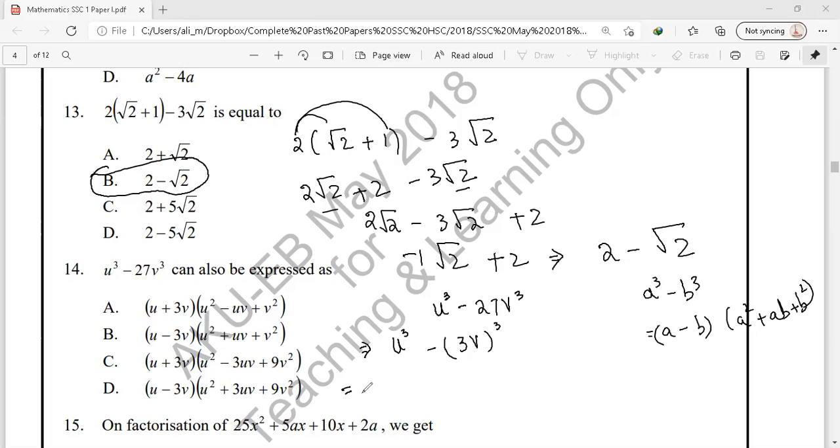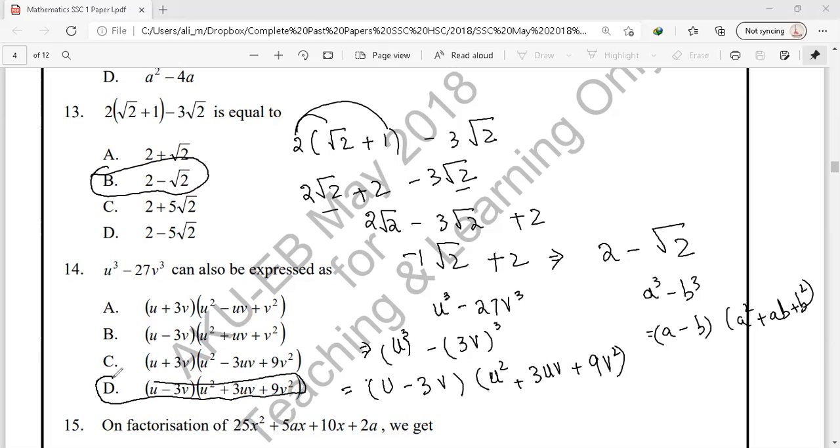So u cube will become u cube minus (3v) whole cube. तो हम इस पे फॉर्मूला अप्लाई कर देते हैं. तो ये हमारे पास फर्स्ट a माइनस b विल बी इक्वल टू u माइनस 3v, और साथ में हमारे पास a स्क्वायर ले लें तो इट वुड बिकम u स्क्वायर. Then ab will become plus 3uv plus b square would be 9v square. So let's see what we have in a correct option. Option D, that is the correct factorized form of the above expression that was in question number 14.